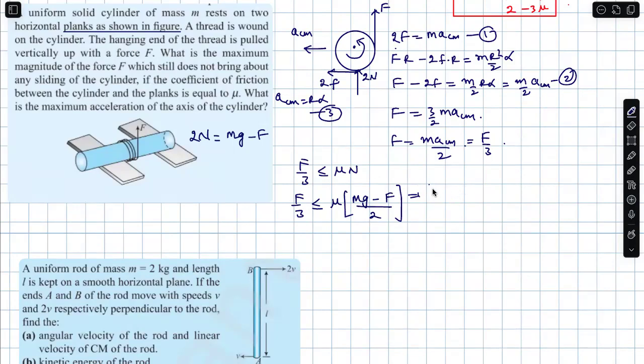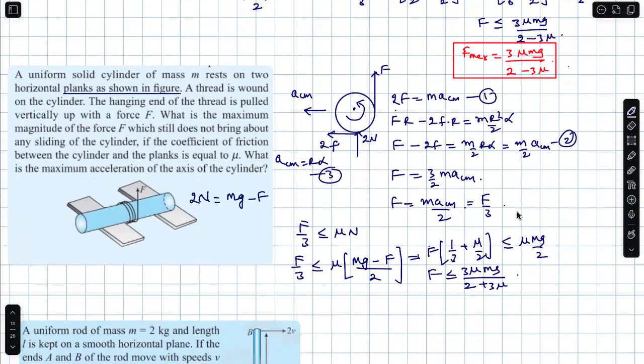So what you will get is F times 1 by 3 plus mu by 2 less than or equal to mu mg by 2. So F less than or equal to 3 mu mg by 2 plus 3. Same situation as before, everything is the same. Only difference is the normal reaction part. Are we clear till this point? Right. Are we clear? Sure.